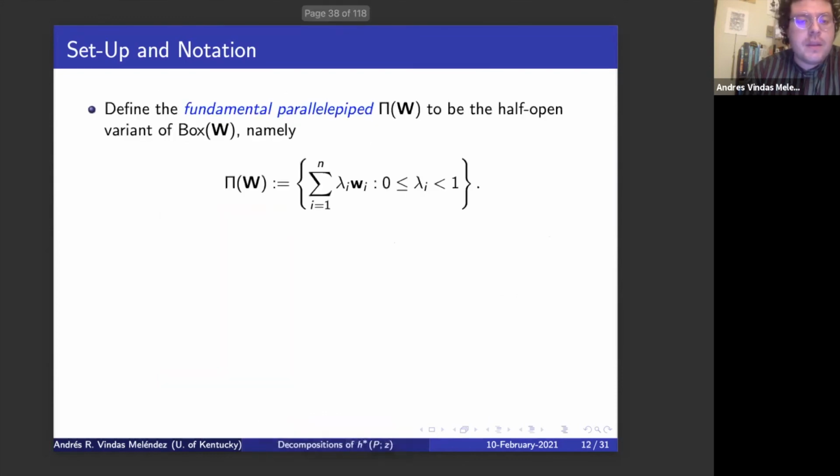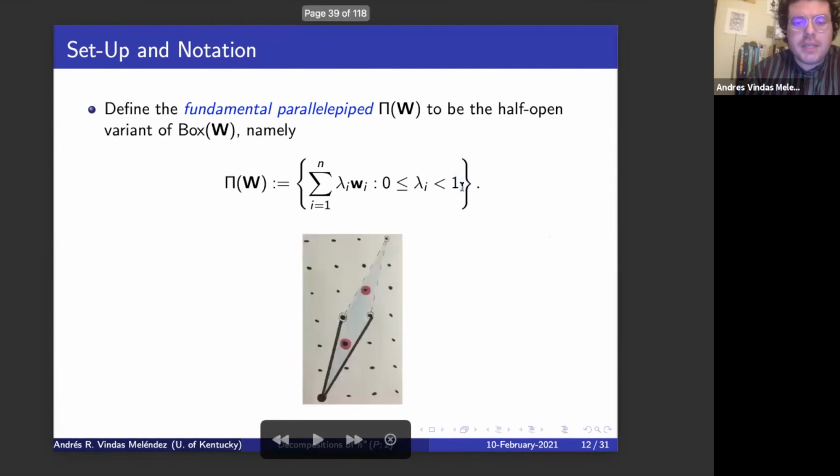Okay. I'm also going to define the fundamental parallelepiped to be the half-open variant of the box, okay? And so this is the mathy definition, but again, now I'm just taking part of the boundary of the parallelepiped, yeah?